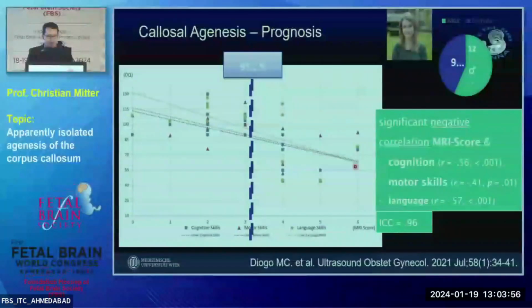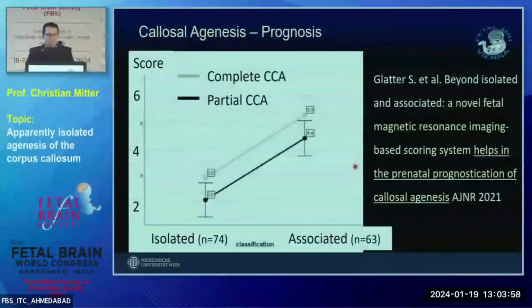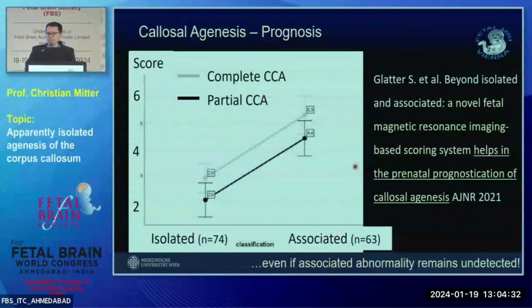We also looked at fetuses with associated malformations, and found that the score, extended to this cohort, was able to predict the functional outcome with an accuracy of 95%. So the next time you see an apparently isolated agenesis of the corpus callosum, look at those subtle abnormalities, which might have a pronounced impact on the future neurological function of the patient. Thank you very much for your attention.